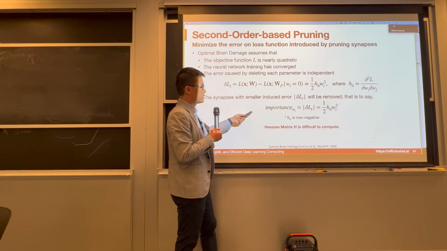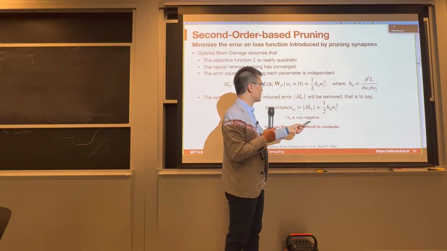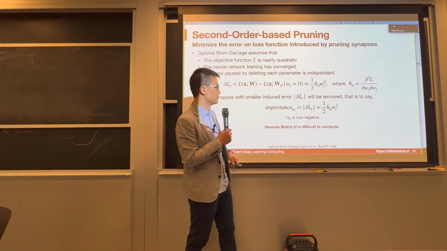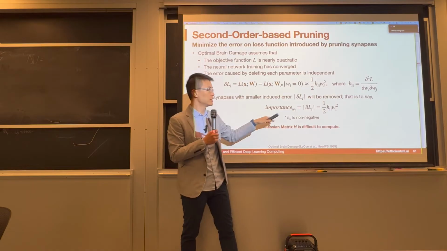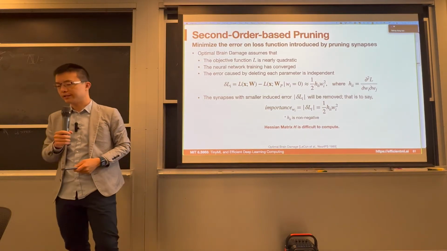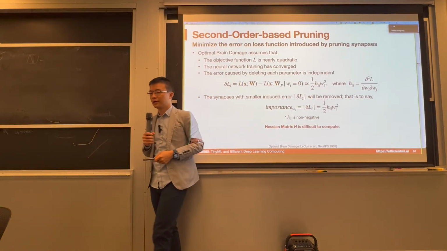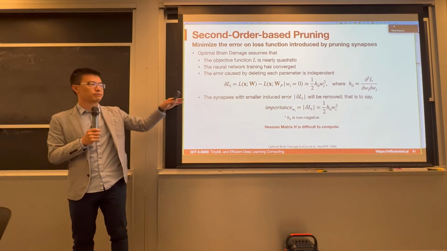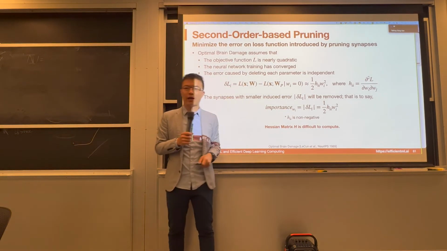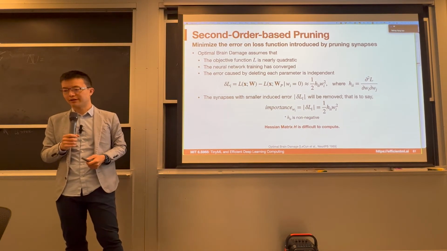So using this importance score, we can determine which weight we should prune away. This is the second-order derivative, the diagonal entries of the Hessian matrix, H_ii, times the square of each weight, and you sum them up together. So the importance of this weight vector can be represented in that manner. But the overhead is that the Hessian matrix is a bit difficult to compute, so it's computationally heavy.